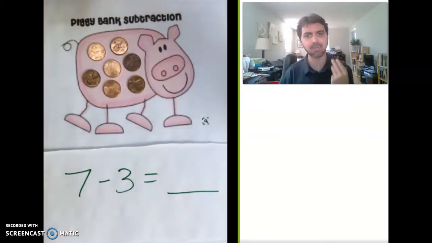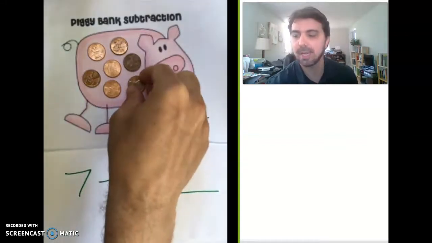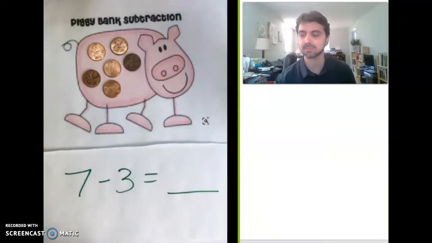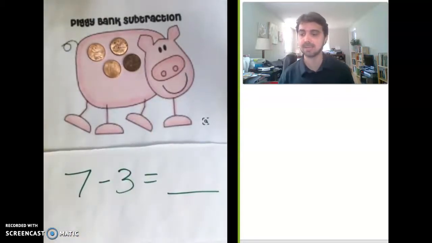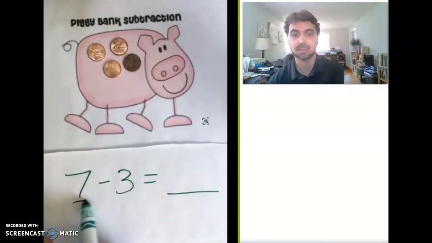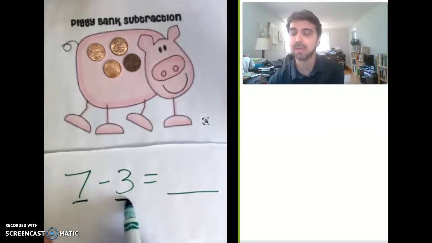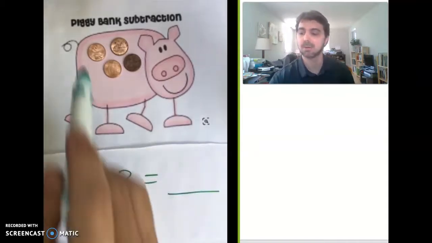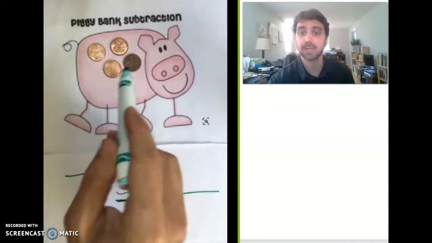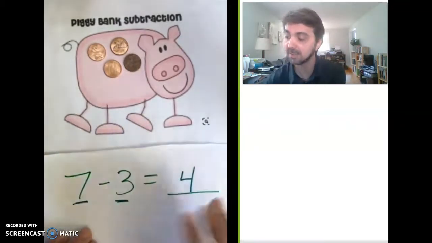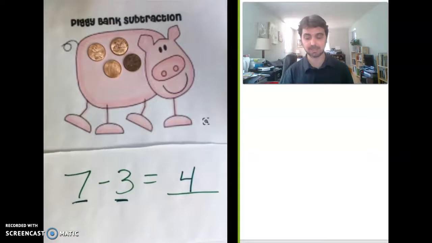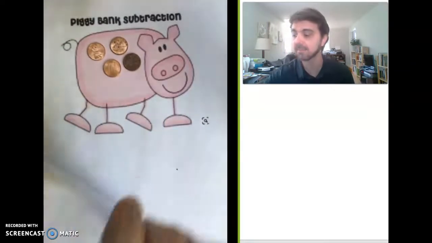All right, how many are we taking away? Let's see, we're going to buy 3 pieces of candy. They each cost a penny. So we're going to take away 1, 2, 3. So we had 7. We took away 3, and how many are left? Let's count. 1, 2, 3, 4. 4 pennies are left. Same as last time, 4 pennies. Okay, let's try another one.